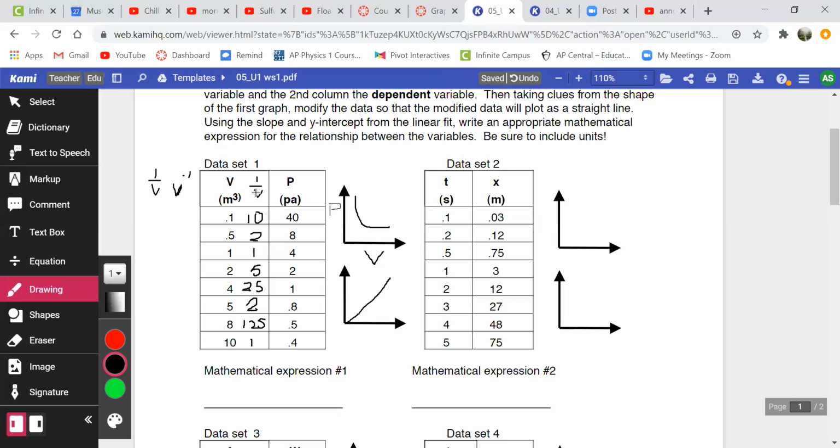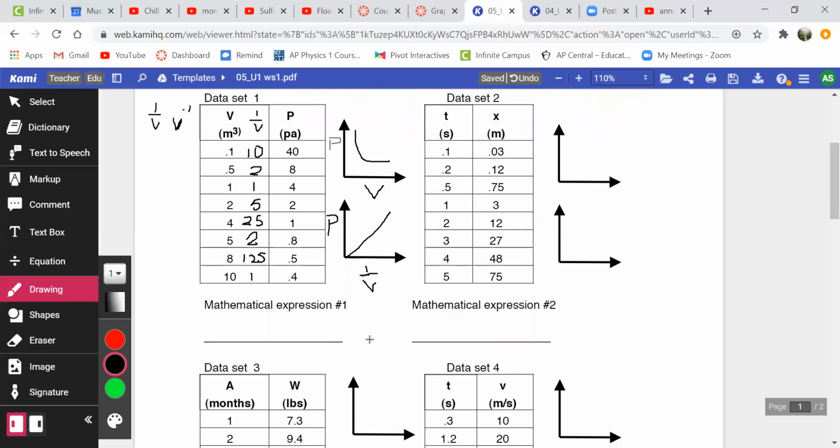Instead of P versus V, this is now P versus 1 over V. This is your new x-axis, and this is what you're going to use in your equation. I want to remind you that you cannot determine a slope from a curve, so you can't even begin to use these variables in your slope-intercept form. However, now that you've treated your data and gotten a linear line, you can determine a slope and use the equation.